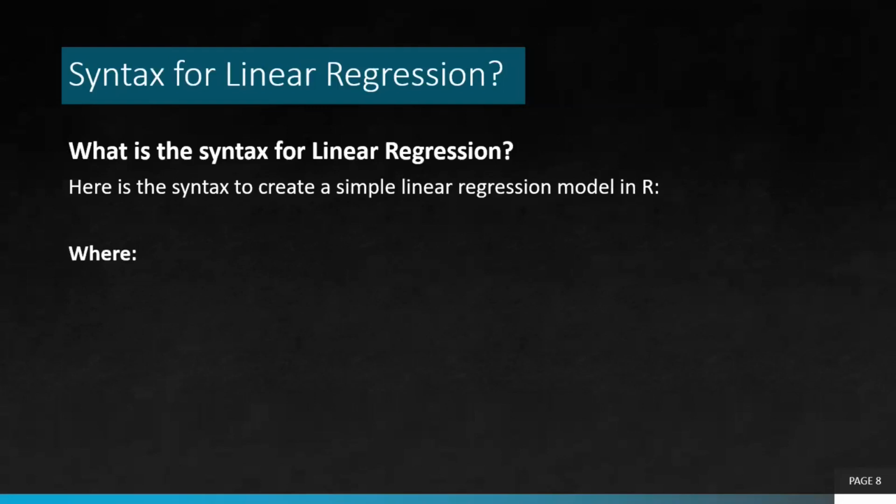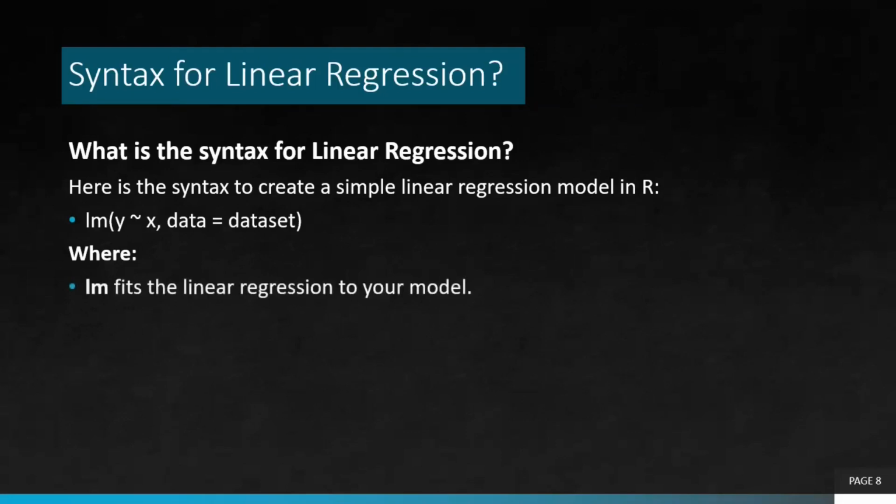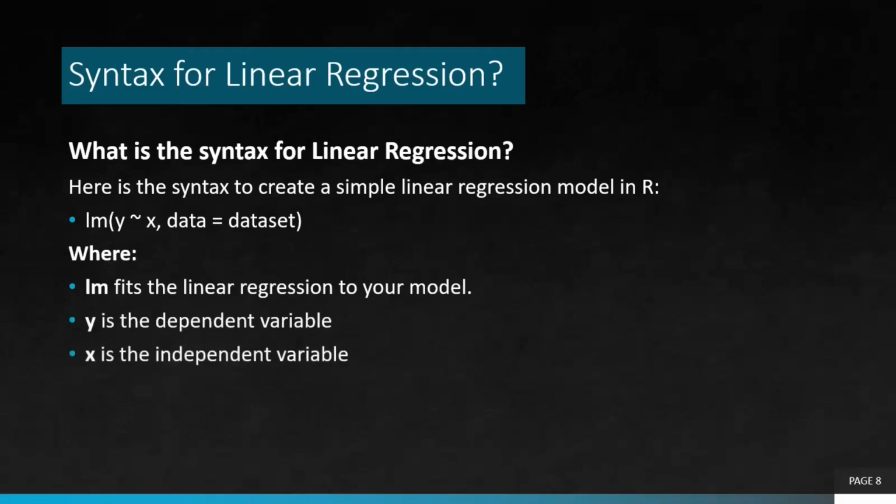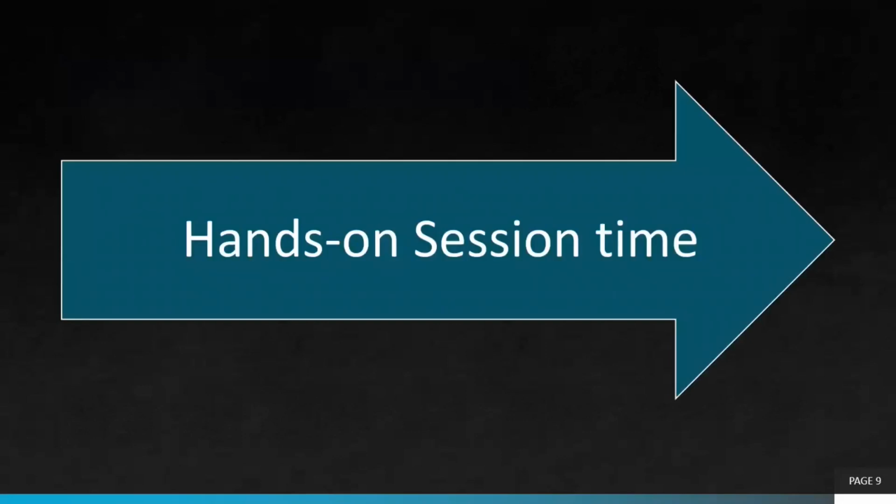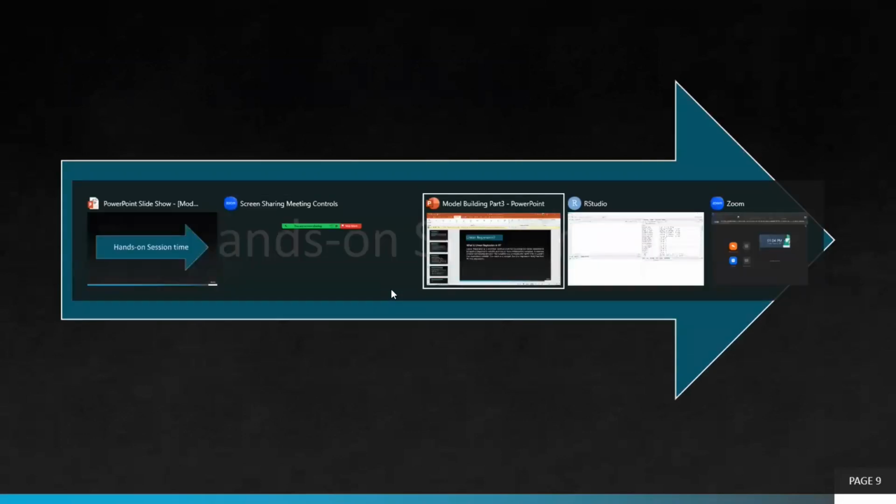So what is the syntax for linear regression? Here is the syntax to create a simple linear regression model in R. Just use the lm keyword, pass the dependent and independent variable and then the dataset, where lm fits the linear regression to your model. Y is the dependent variable, X is the independent variable, and dataset is the name of your data frame. Now it's time to do some practice, so let's move to RStudio for a hands-on session.